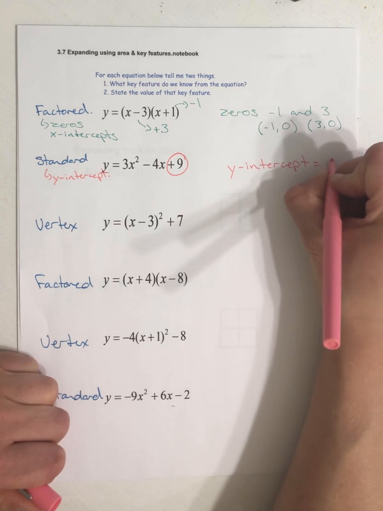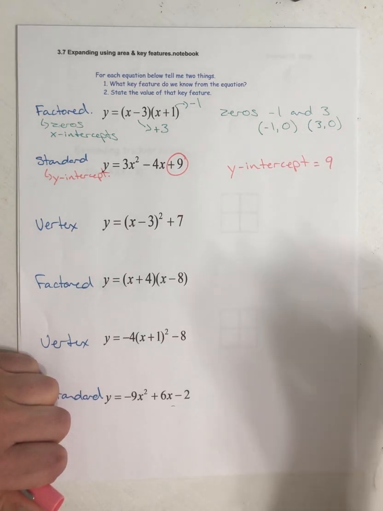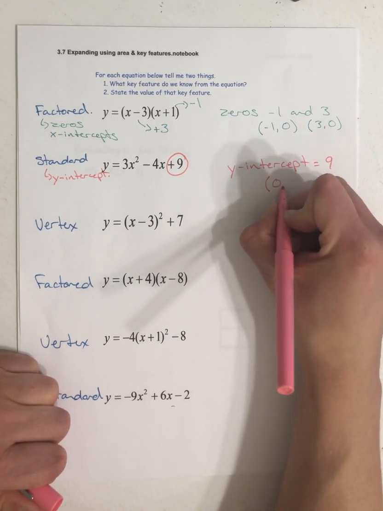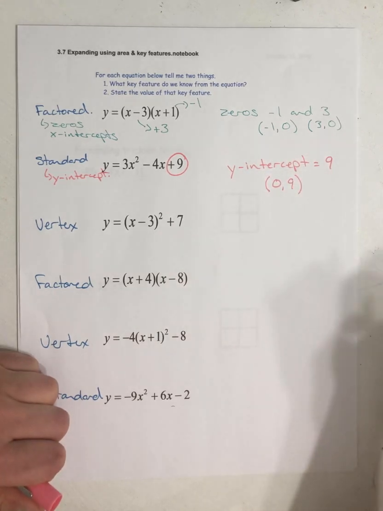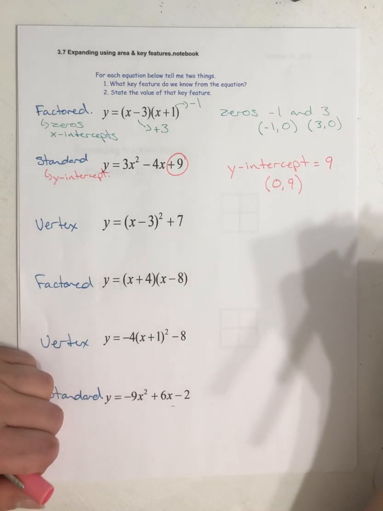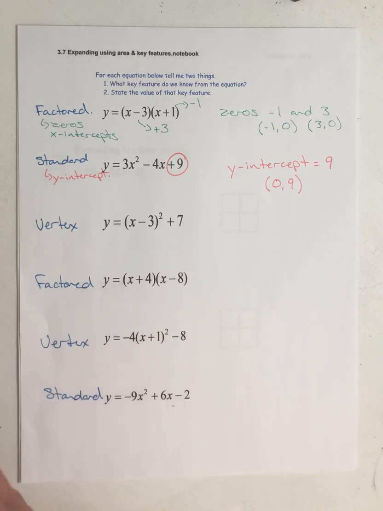The y-intercept is 9, which we can also write as 0, 9.